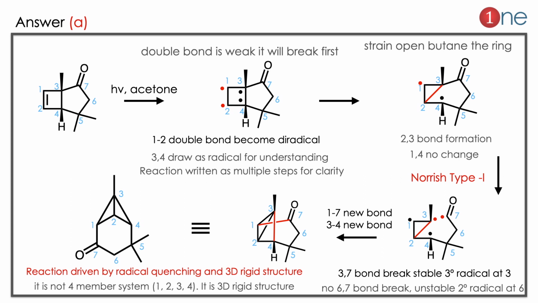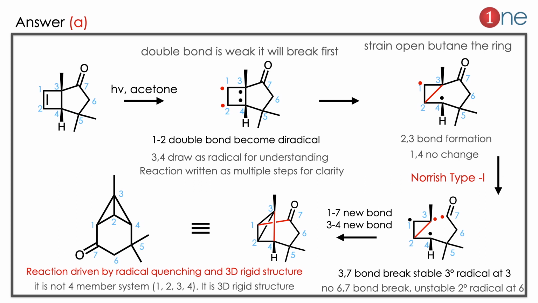You have a 1,4 diradical remaining there also. Again the radical has to be quenched. So again what really happens is the 3,7 bond is broken by a Norrish type 2 reaction. So the radical is broken. The bond can break between 3 and 7 or between 6 and 7. 3 and 7 form a stable tertiary radical. So the bond breaks between 3 and 7.